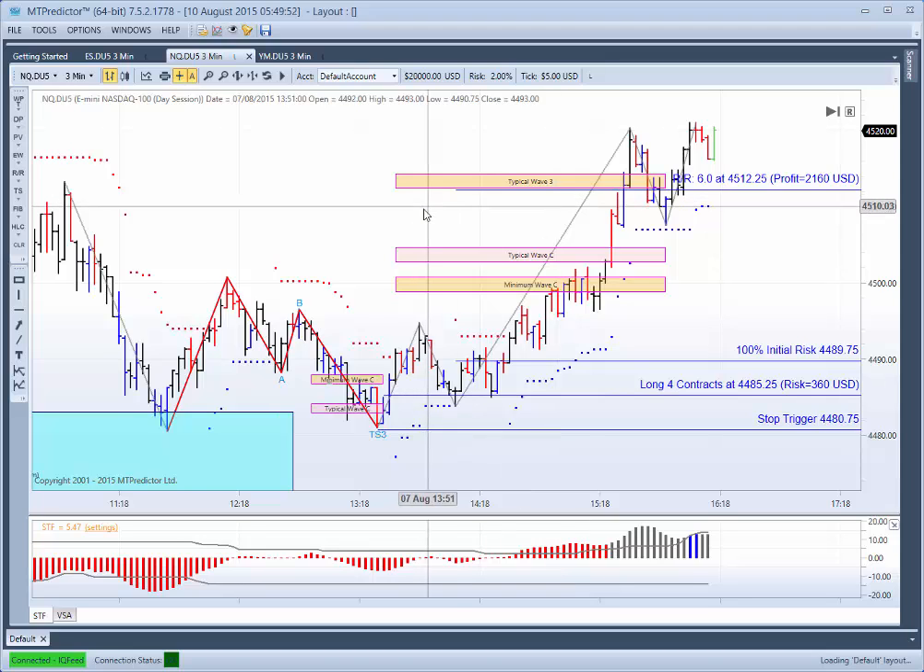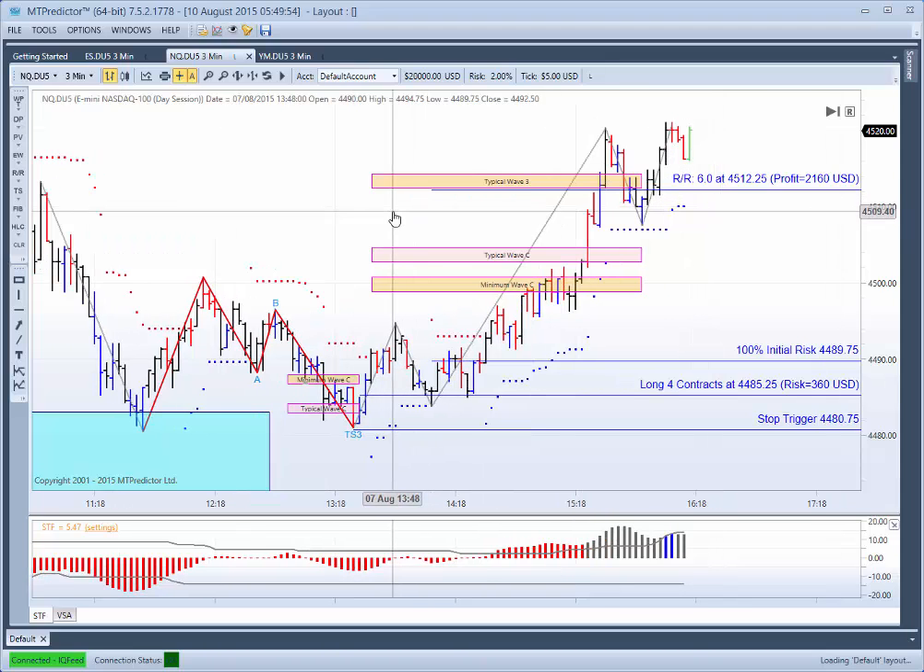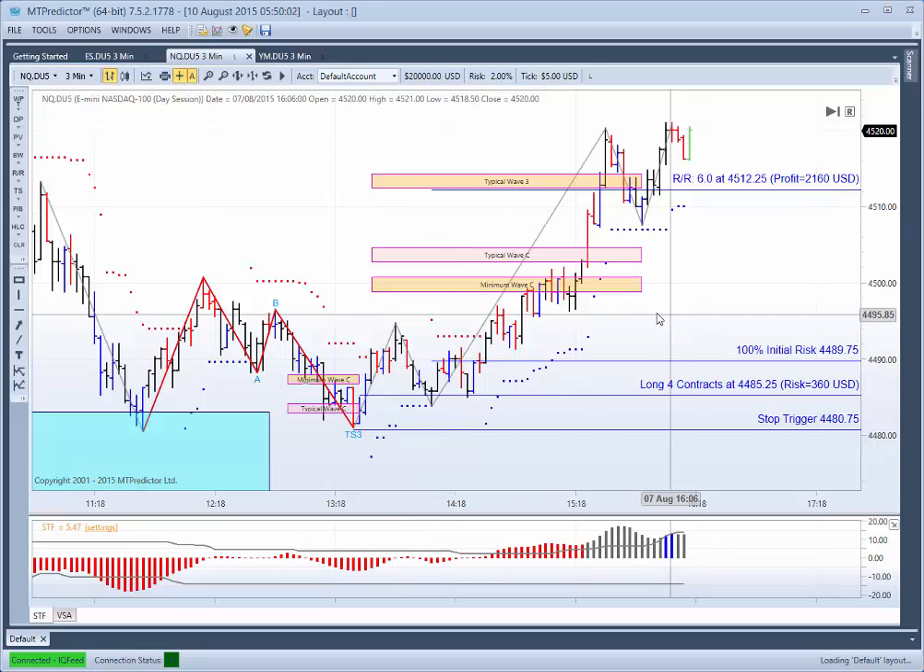So this is a great example of the MTPredictor Holy Grail trade setup, and actually was the reason MTPredictor was designed in the first place, basically 14 years ago. And hopefully you can see why I've nicknamed it the Holy Grail, and why it's such a good trade setup, because the profits are much larger than the initial risks.